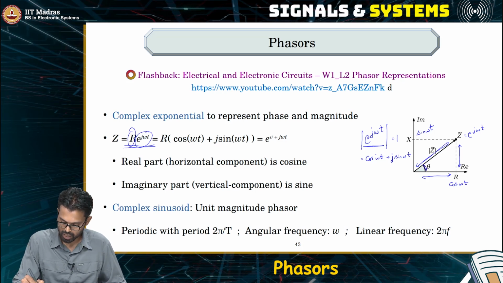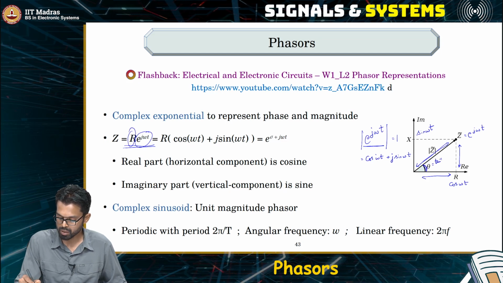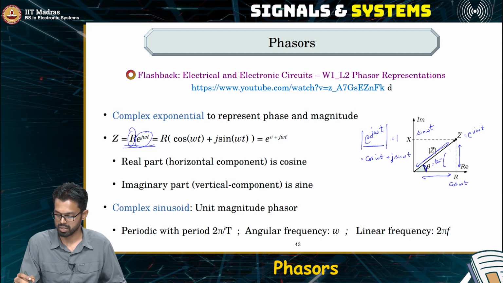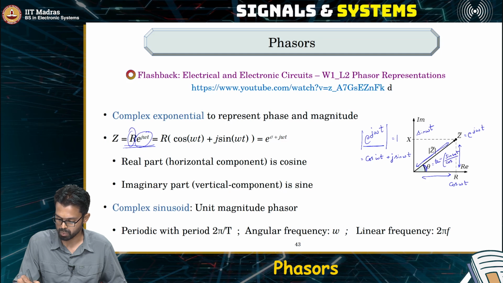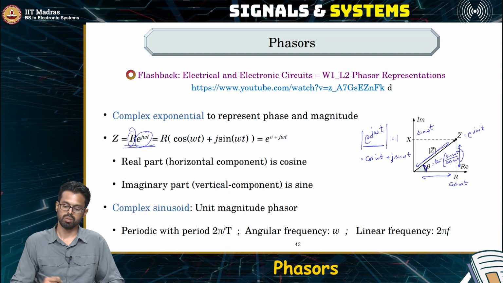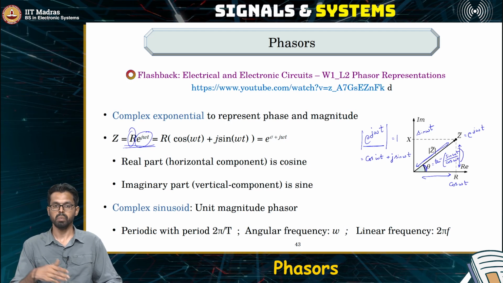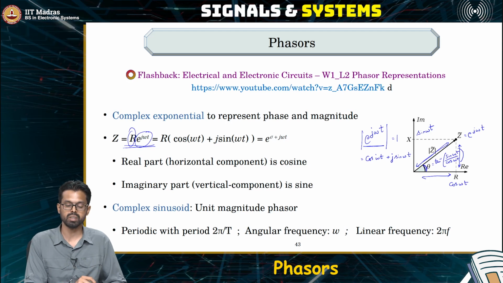So what is this angle? The angle is nothing but tan inverse of the opposite side by the adjacent side, which is basically nothing but sin omega t by cos omega t, which is tan inverse of the real part coming in the denominator and the imaginary part coming in the numerator. This is how we represent a phasor.